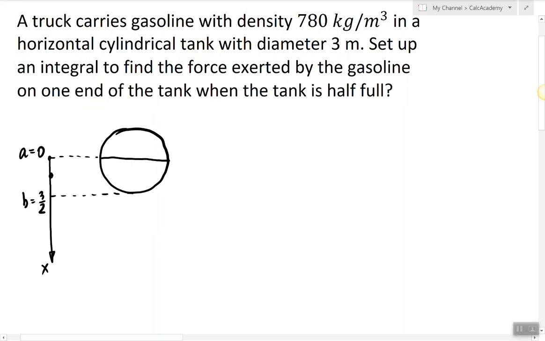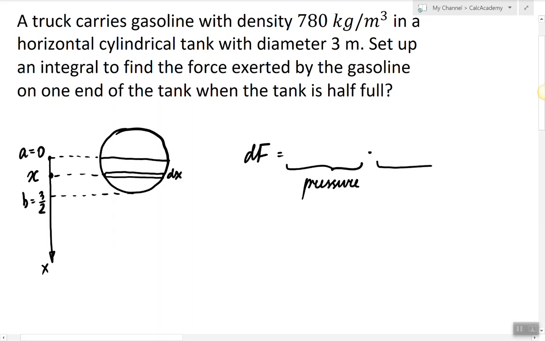And now we're going to pick some arbitrary value of x between 0 and 3/2, and we're going to consider a thin strip of height dx. And to compute the hydrostatic force, we're going first to compute the hydrostatic force exerted on this strip. We're going to call it dF, and that force is equal to the pressure times the area.